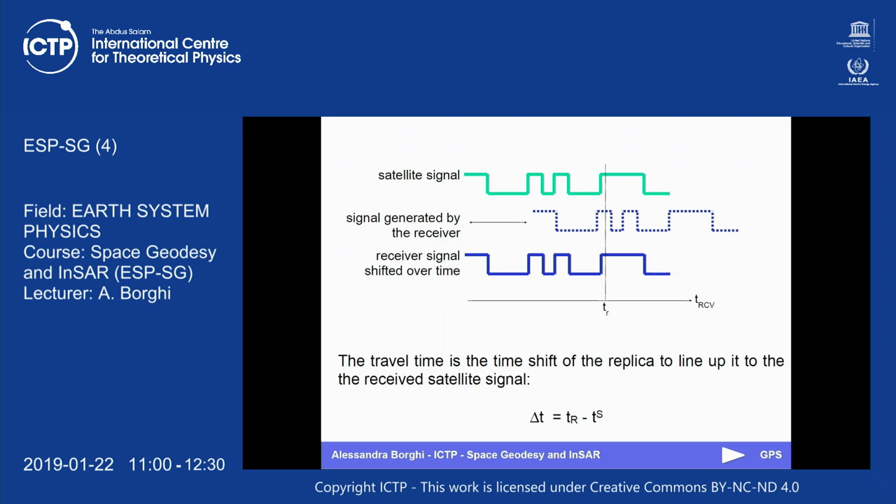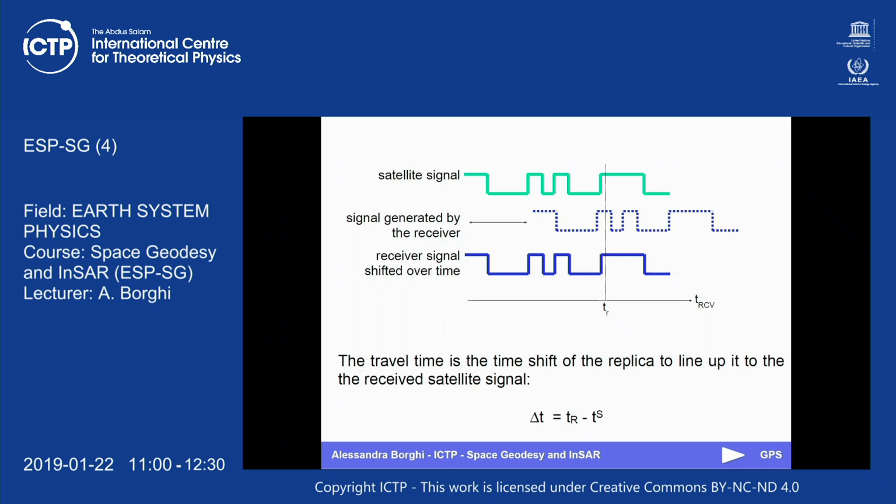If you correlate these two signals, you shift them in time to correlate them. This shifting gives you the time between the satellite and the receiver, the travel time. So the signal generated by the receiver is different, and we shift the signal back to correlate the two signals. In this operation, we measure the time.